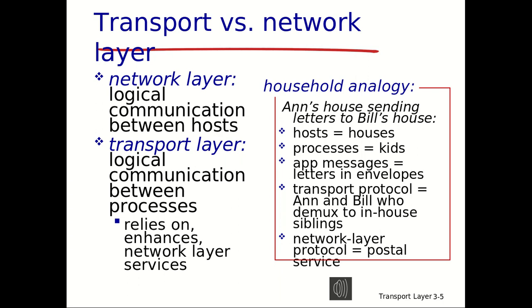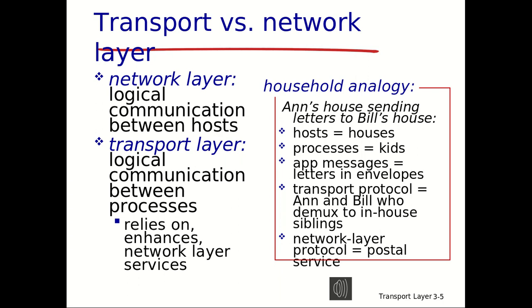In your book, an analogy of a common household is given where, in the example, they have taken two different houses, Anne's house and Bill's house. Anne basically wants to deliver a letter to Bill. In this scenario, your hosts are the actual houses, the end systems. The processes can be the kids in each house. The application message, or the application payload, as we say, is the actual letter in the envelope. Your transport protocol is Anne and Bill, who demultiplex to in-house siblings. So everything is received by Anne and Bill, which are an analogy of the actual hosts.